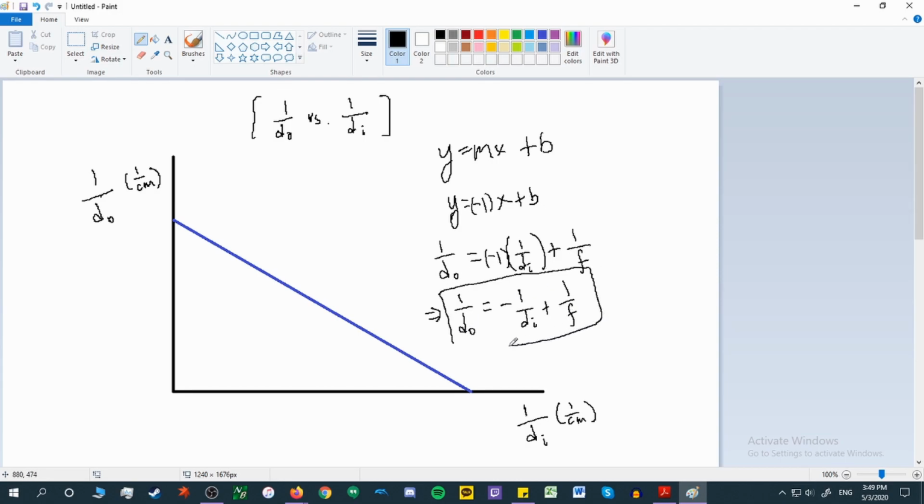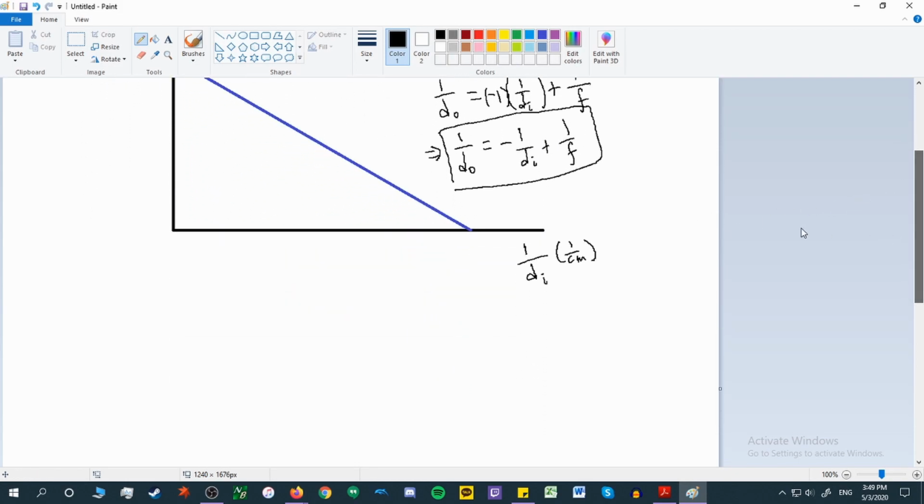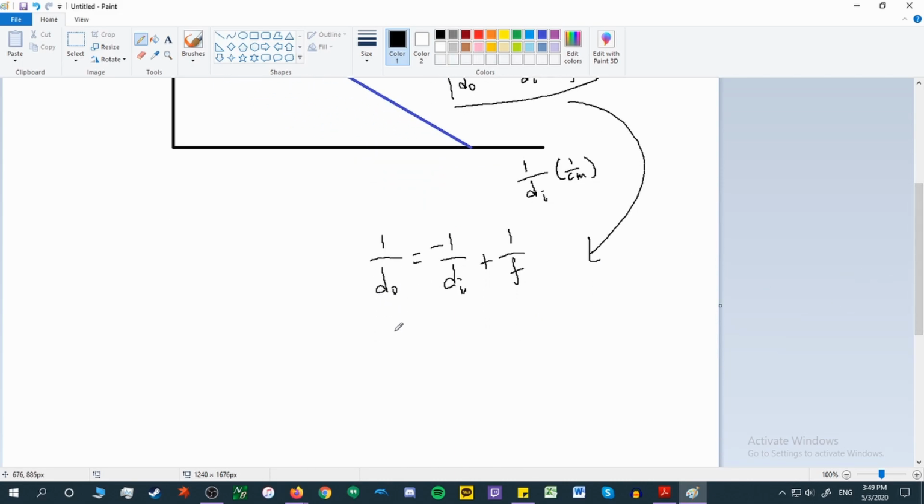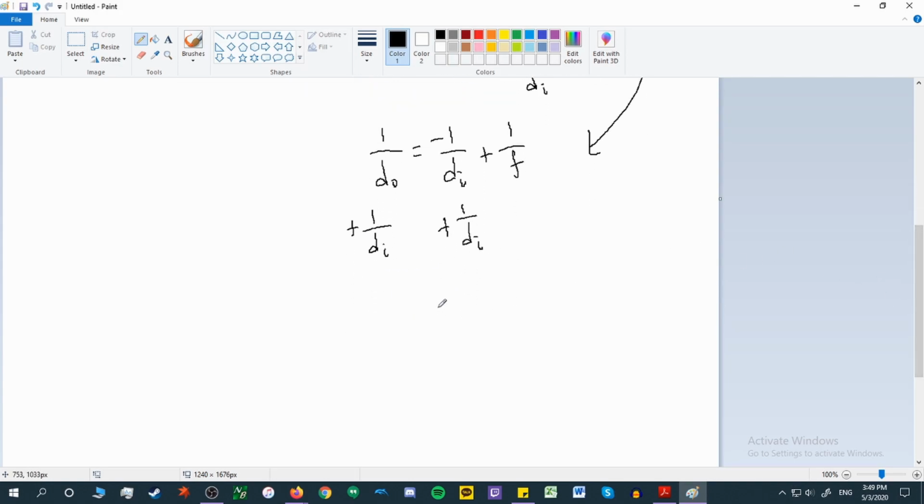Now, if that doesn't look familiar to you, let me rewrite this in a way that might look more familiar. So if I bring this down right here, I'm just going to rewrite it: 1 over do equals -1 over di plus 1 over f. We move things around and we add 1 over di to both sides. We're going to get 1 over di plus 1 over do is equal to 1 over f.